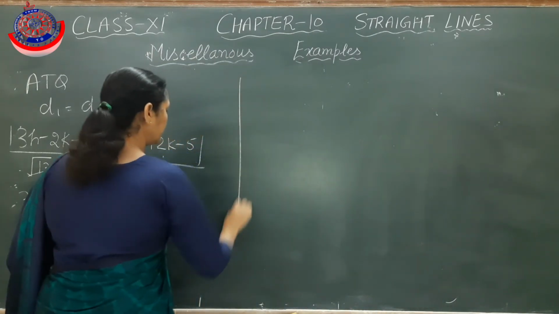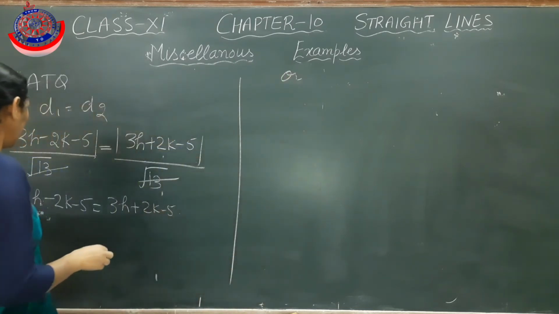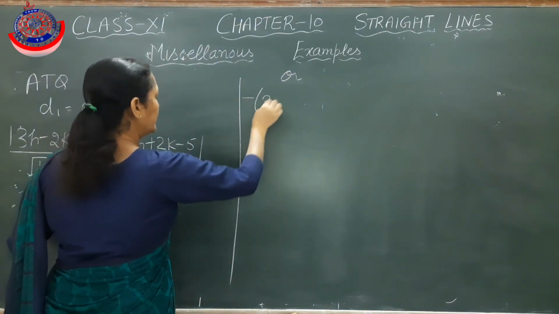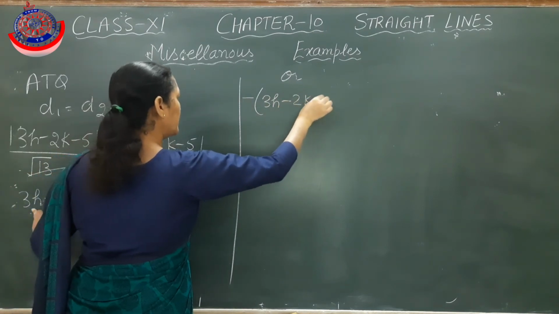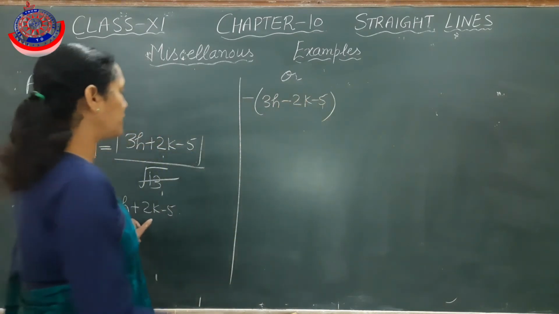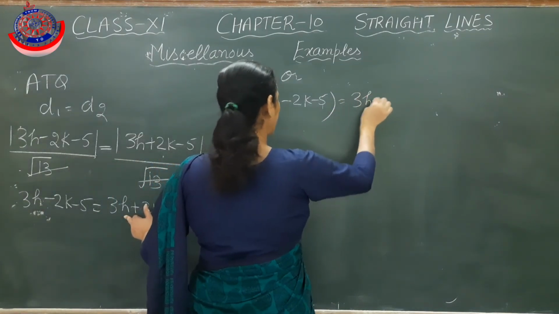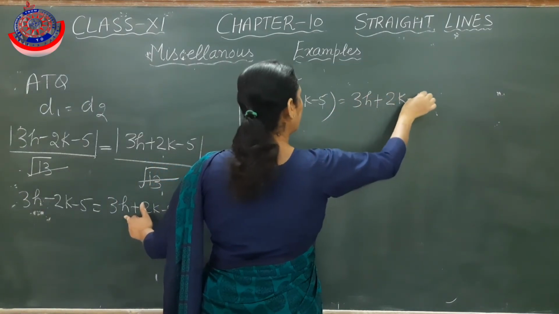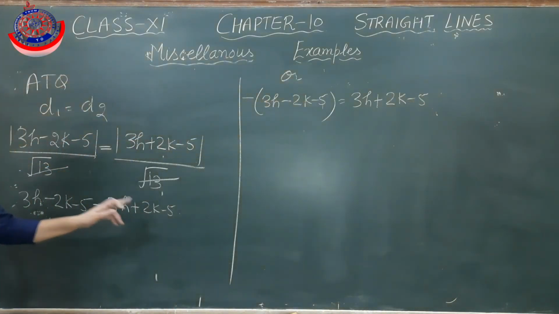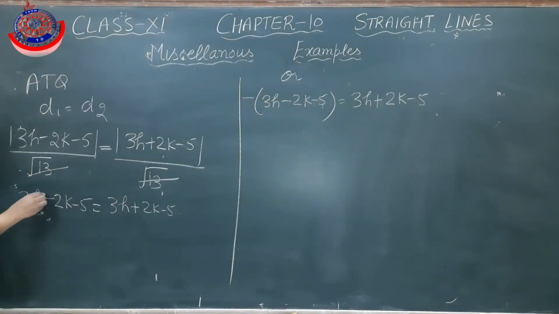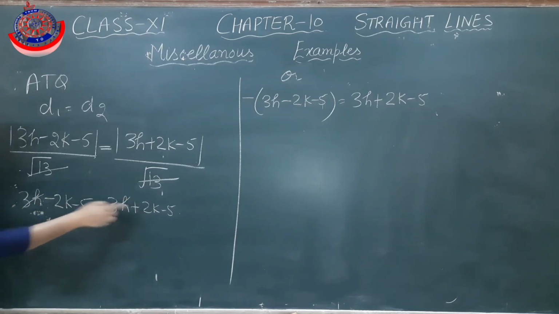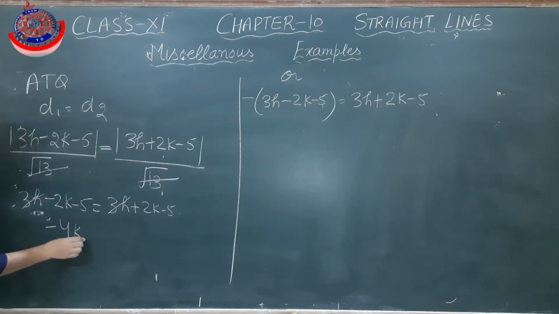Or we will have negative of (3h minus 2k minus 5) is equal to 3h plus 2k minus 5. These two equations we have got. Let us solve these equations. In the first, 3h will get cancelled. 2k coming to this side will give us minus 4k, and minus 5 and minus 5 will get cancelled, giving 0. So we have obtained minus 4k equals 0, meaning k equals 0.